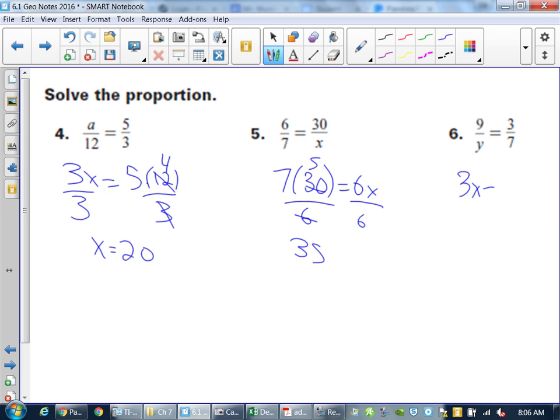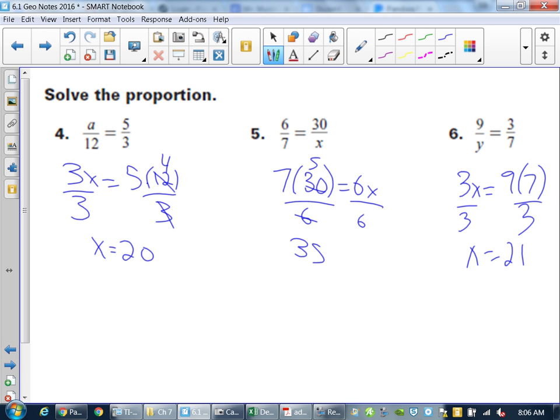So 3x is 9 times 7, divided by 3. I get 21. Wait, that's the wrong variable? Yes, a lot of times they change the variables on you all the time. It's just habit for me to use x over and over. I just do that all the time. Yeah, it's fine. I'm probably going to have x on there anyway, so it's not a big deal.